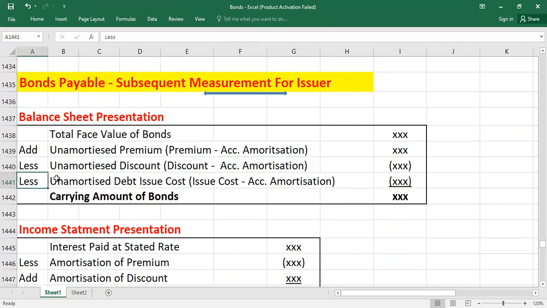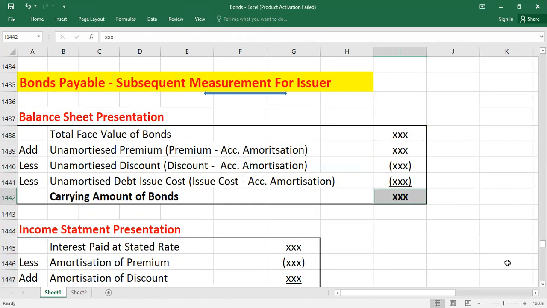The same here, you might have unamortized debt issue cost. Debt issue cost means that sometimes companies incur certain costs to issue that debt. So what you will do is take the total issue cost minus accumulated amortization of issue cost. This is how you will get unamortized debt issue cost. If I take these values, face value plus unamortized premium less unamortized discount less unamortized debt issue cost, this is how I will get the carrying value in the balance sheet.